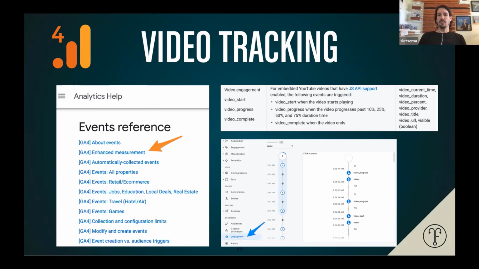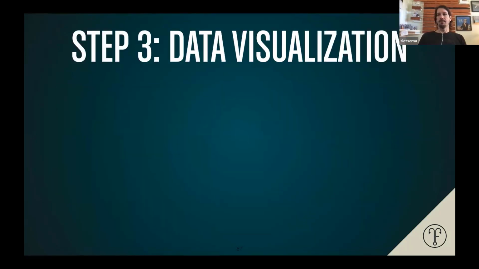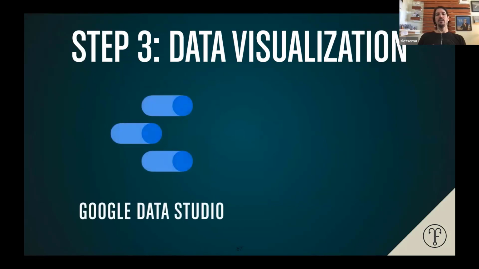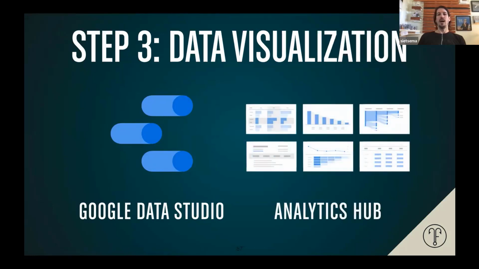Okay. The last piece of this is all about data visualization. All right. So how do we get the data that's in Google Analytics 4 and make it pretty? All right. There's two ways to do this. One is with Google Data Studio to a degree. I'll show you why it's a little bit limited here in a second. And then the Analytics Hub. Okay. The Analytics Hub is built within Google Analytics 4.